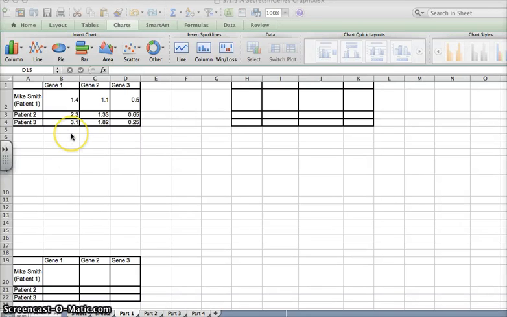Alright, so first let's review. What we're going to do is turn these gene expression ratios into log base 2 gene expression values, and I'll tell you why we do that in a second. But part of the reason is to find the correlation coefficient. But first, let's talk about these gene expressions.